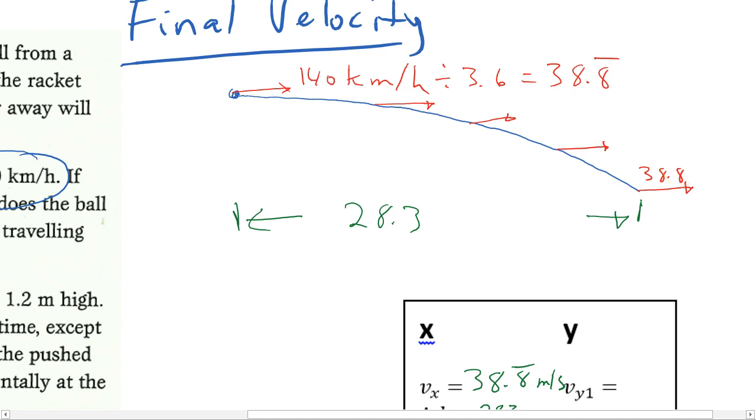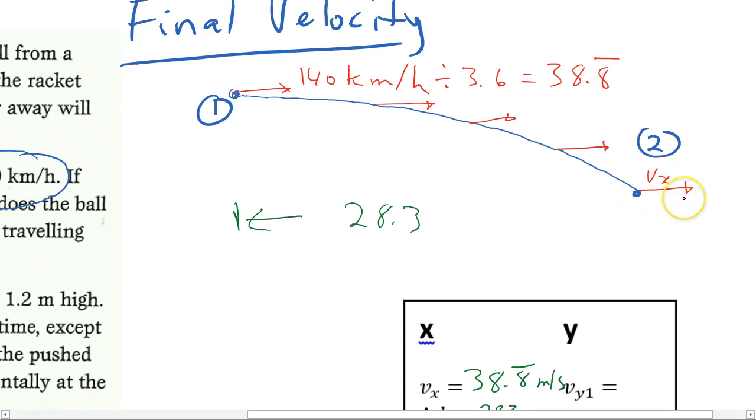This is my initial point that I'm interested in, and this would be my final point that I'm interested in. So I'm talking about final velocity. What's the velocity at the very end here? So clearly the Vx part is 38.8. Here, I'll just erase that and label that as Vx.